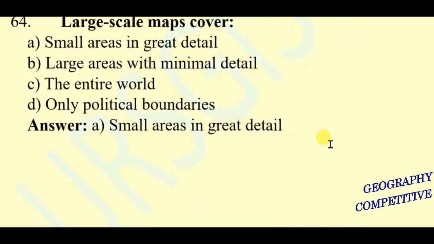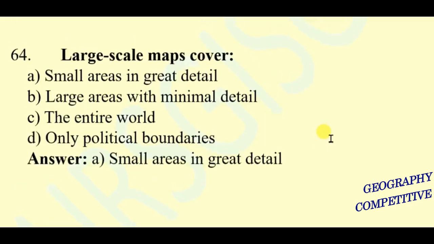Question 64. Large scale maps cover small areas in great detail, large areas with minimal detail, the entire world, only political boundaries. Here the right answer will be small areas in great detail. Large scale and larger resolution means smaller pixel size. Smaller pixel size means small areas with great detail.